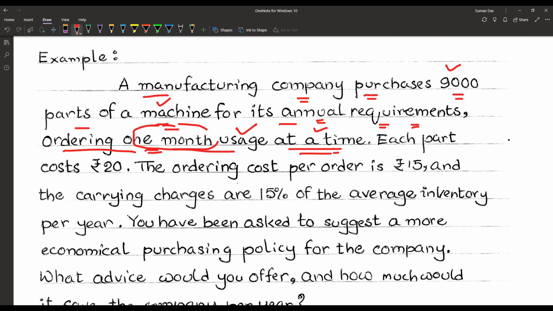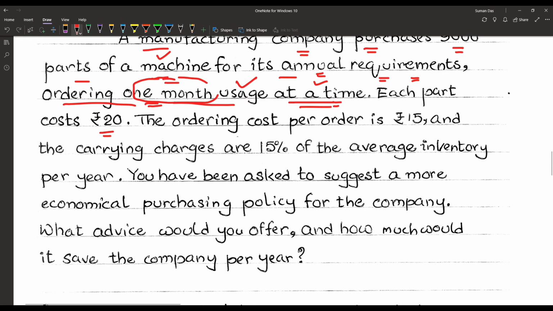Each part costs rupees 20. The ordering cost per order is rupees 15 and the carrying charges are 15% of the average inventory per year. You have been asked to suggest a more economical purchasing policy for the company. What advice would you offer and how much would it save the company per year? Let's proceed with the solution.